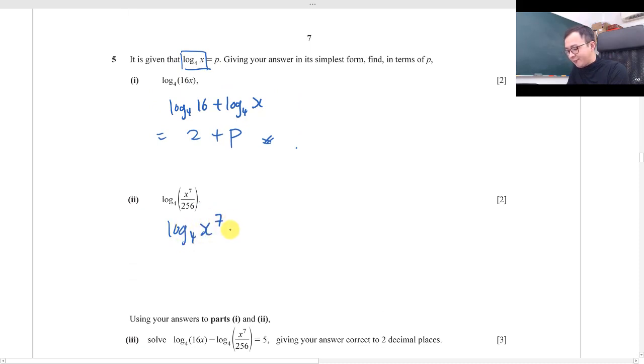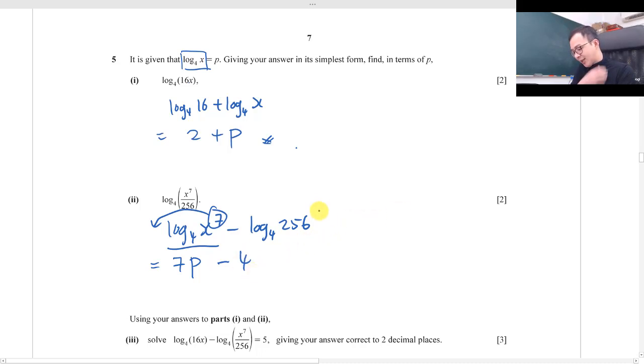Log 4 x^7 minus log 4 256. Alright, log 4 x^7, we know the 7 we can move to the front, becomes 7p, because log 4 x is p. And then this one, log 4 256 should be 4. You might ask, how do I know that? Is it 4? Yeah, I guess it's 4. Because 256 we know is 4 power 4. So if I move the 4 to the front, it's 4 multiply log 4 4, which is 1. So 4 times 1, which is 4.